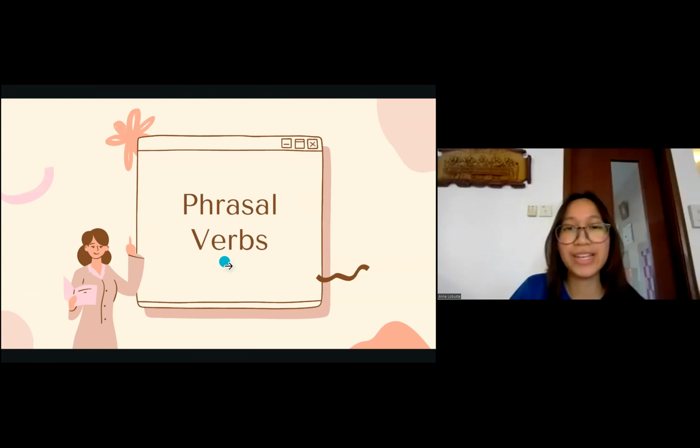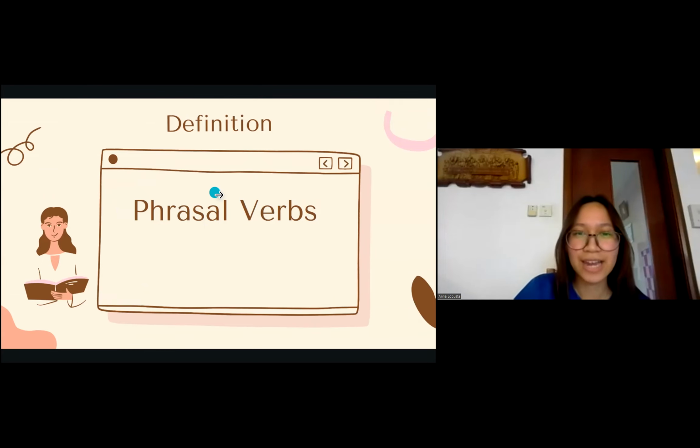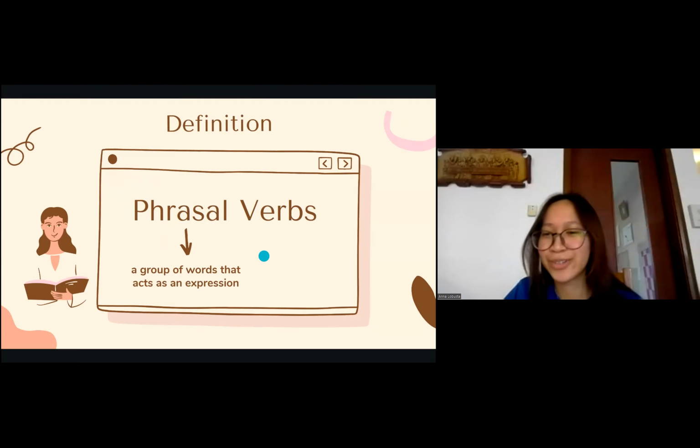So a phrasal verb, what is the definition? If you see this term, phrasal verbs, there are two words in the term: phrasal and verbs. For the first part, phrasal, the root word is phrase. I'm not sure if y'all have learned what a phrase is, but a phrase is a group of words that can act as an expression. The next word in this term is verb. Can anyone here tell me what is a verb? I'm sure you all will know.